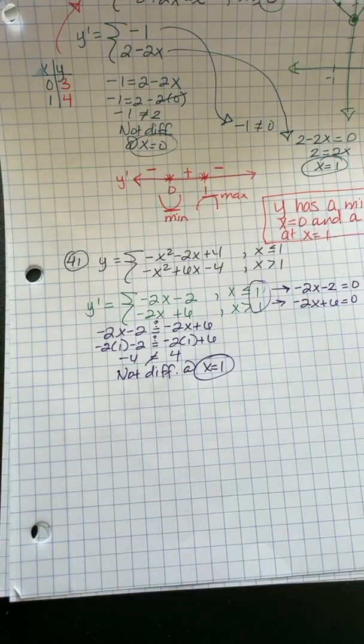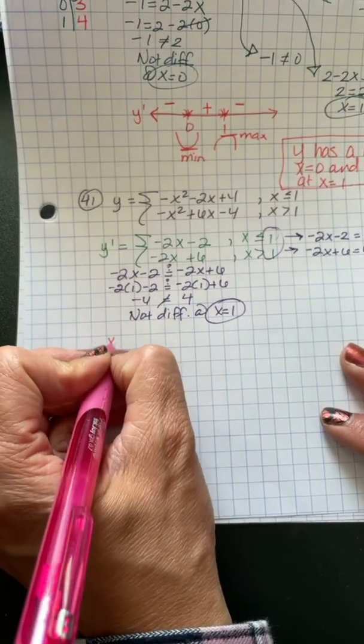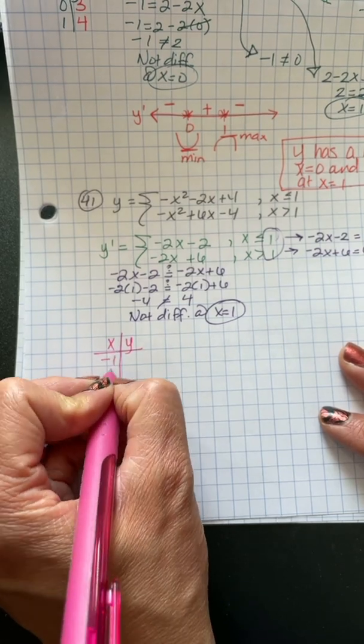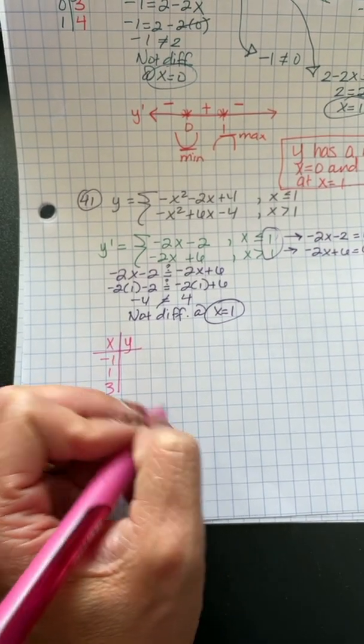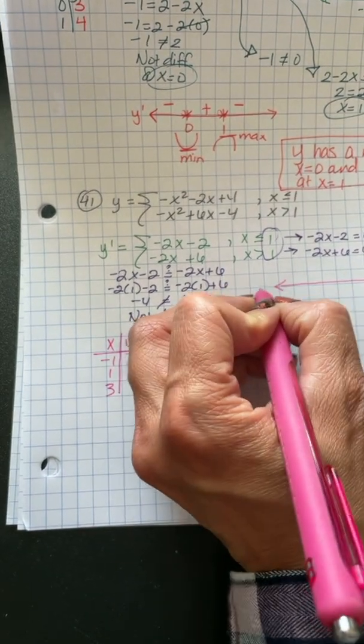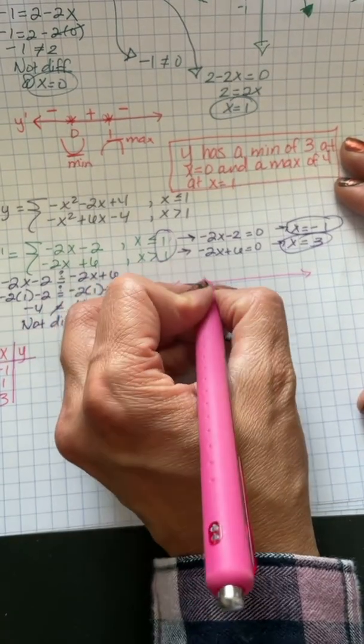All right. So again, I forgot to start with my table. That's okay. I know that I need it. So it would go negative 1, 1, and then 3. And let's do a number line graph of our derivative. So I need negative 1, positive 1, and 3.